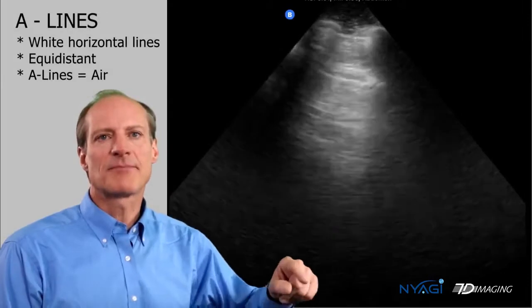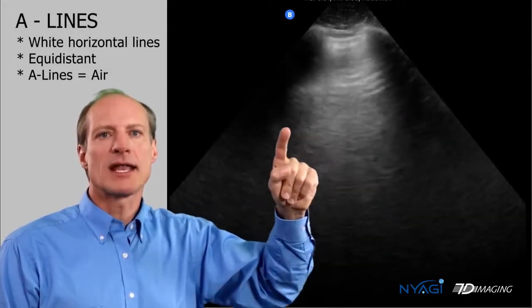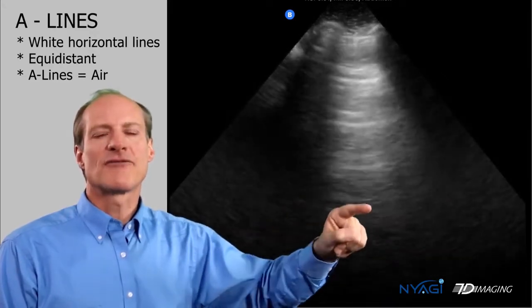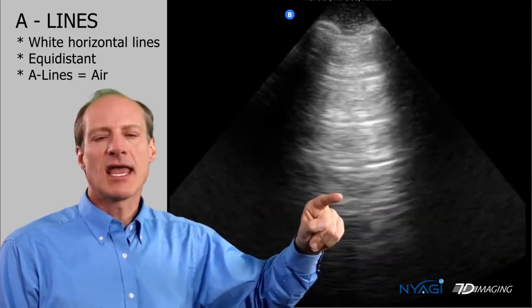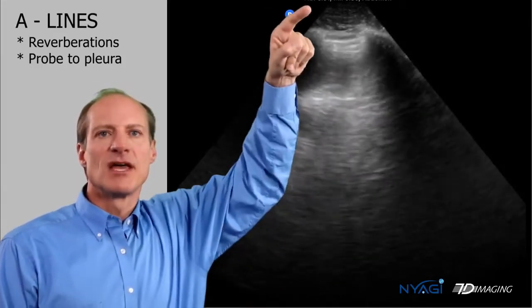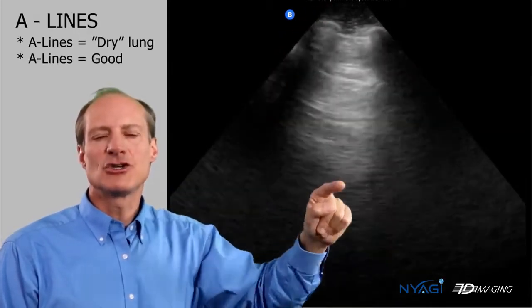When you increase the depth, you'll notice these bright white, horizontal, equidistant artifacts. Those are called A-lines. A-lines represent aerated lung. They develop because of reverberation artifact between the probe and the pleural space. When you see A-lines, it is usually good.